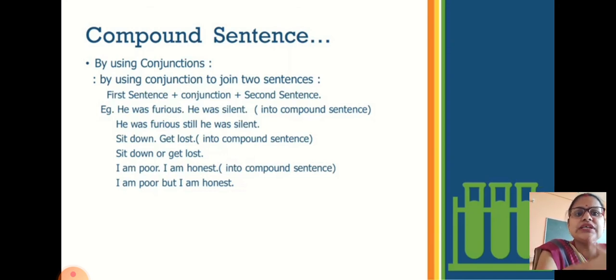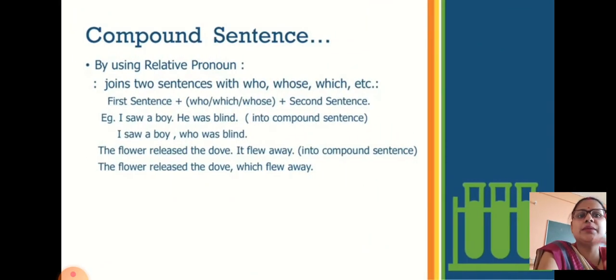He was furious, he was silent. So, he was furious, still he was silent. Sit down, get lost. Sit down or get lost. I am poor, I am honest. I am poor, but I am honest. So these are the compound sentences which can be made with the help of conjunctions.